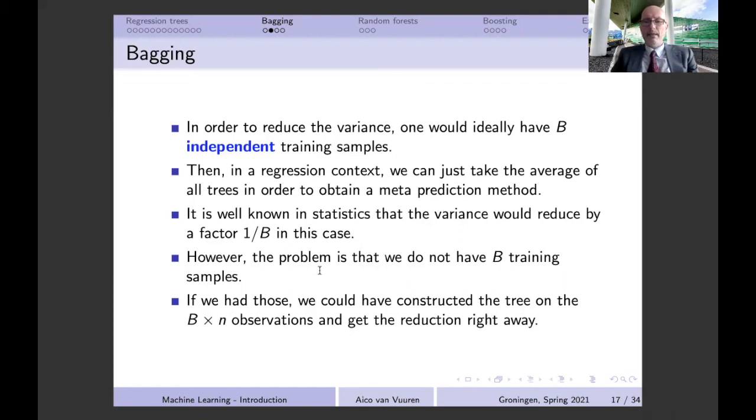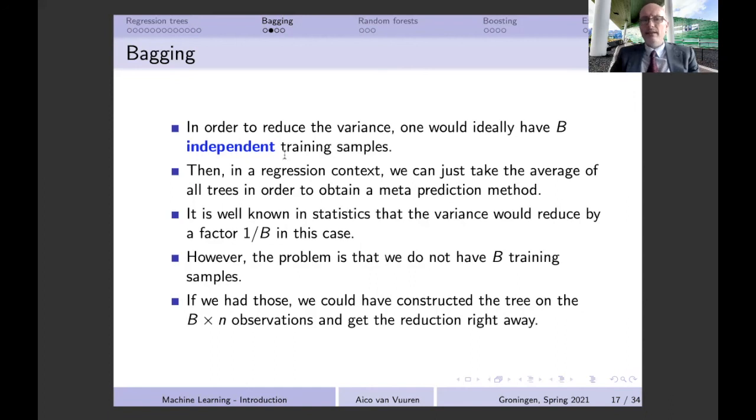However, there's one problem, and that is that generally we do not have B independent training samples. What we typically have is just one training sample, and based on that we have to look at one particular tree, one particular predictor. However, what you could say is that we can always do the following. Suppose that our training sample is relatively large, say 10,000 observations. Then we could sample without replacement from the training sample. We could get, say, 100 different independent training samples by sampling from the total training sample of 10,000 observations, and then sample 100 new training samples, each of size 100.